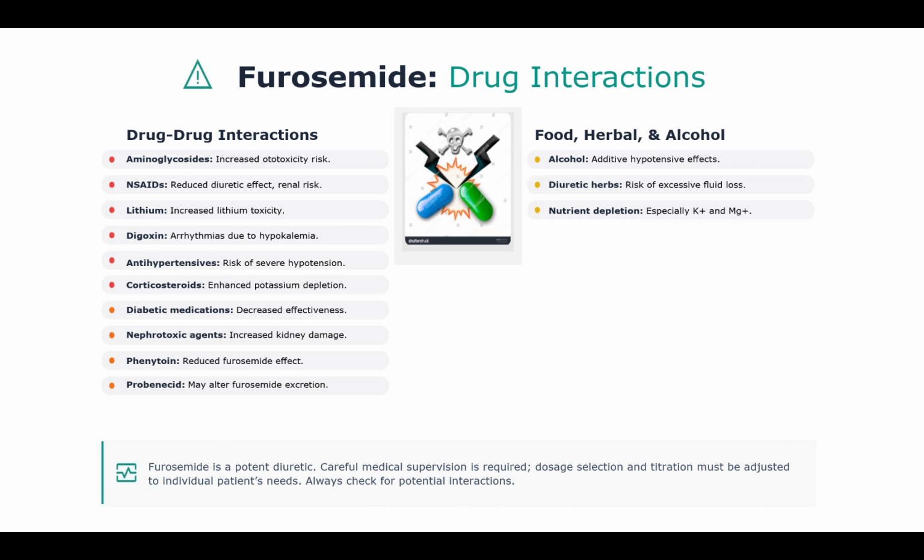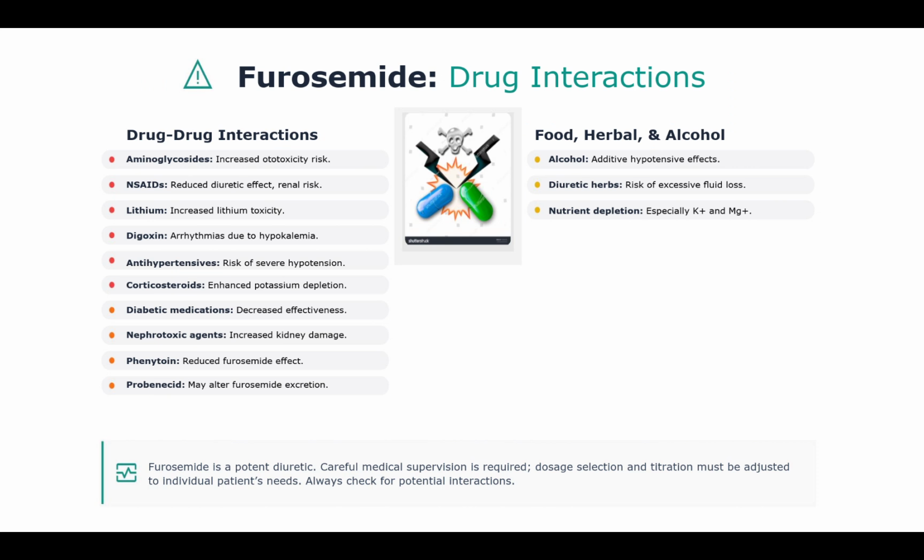Beyond the prescription drugs, there are also interactions with food, herbal remedies, and alcohol. Food: furosemide can generally be taken with or without food. However, it is advised to take it consistently at the same time each day for optimal effects. Alcohol: concomitant use with alcohol can lead to additive hypotensive effects, causing symptoms such as headache, dizziness, lightheadedness, and fainting, especially at the start of treatment.